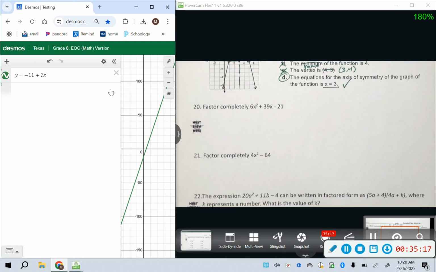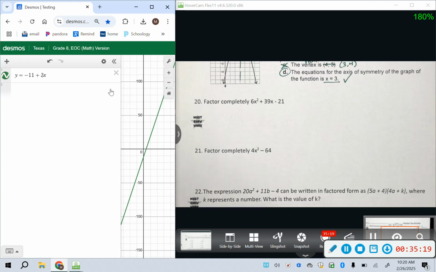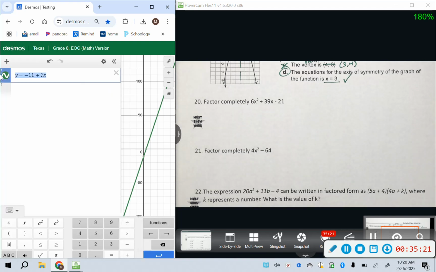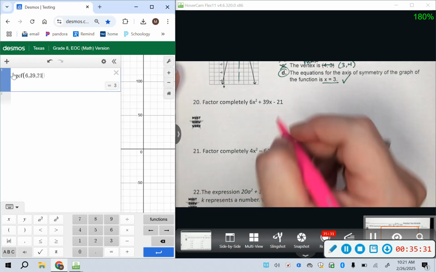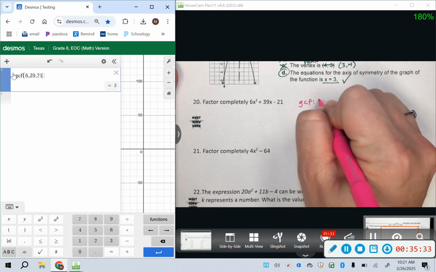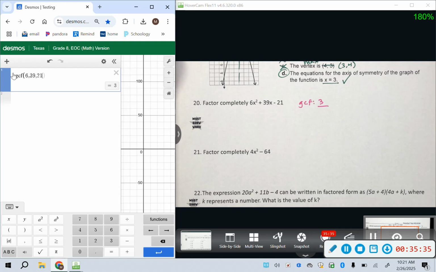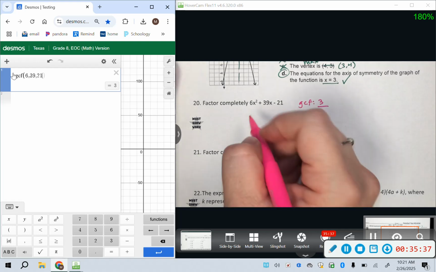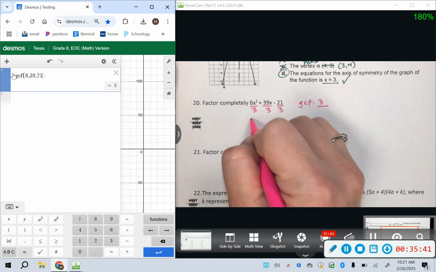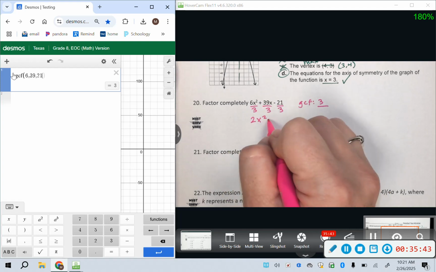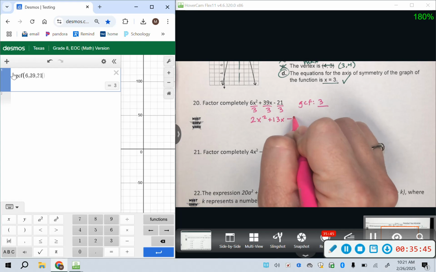Okay, look at number 20. It says factor completely. Well, again, we have to check for a GCF first. GCF of 6, 39, 21. So I get 3. I have a GCF of 3, so I'm not done. I have to take the GCF out before I find my A, B, and C. Divide, divide, divide. That leaves me with 2x squared plus 13x minus 7.